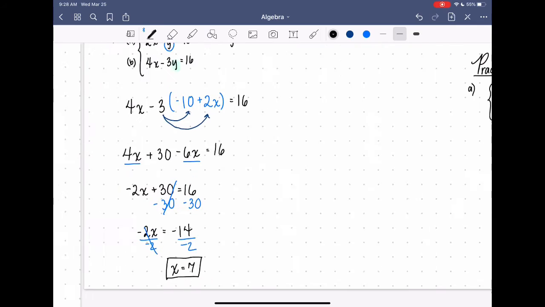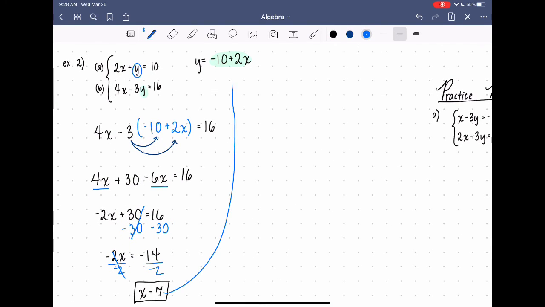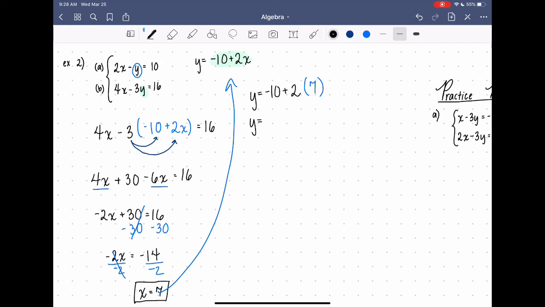Okay, now that I know my x, I have to solve for my y. So I'm going to take that and plug it right back into this equation that I had already set equal to y. So this will become y equals negative 10 plus 2 times my value for x, which was 7. So y equals negative 10 plus 14, or y equals 4. Now that I have my values for y and x, I can write my ordered pair, which would just be 7, 4. And that is my final answer.